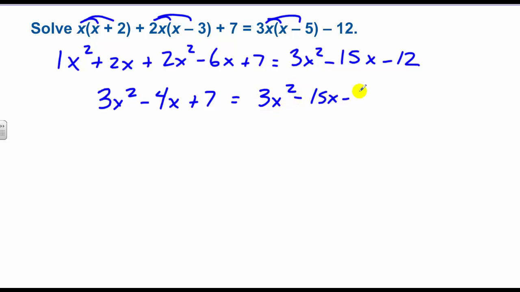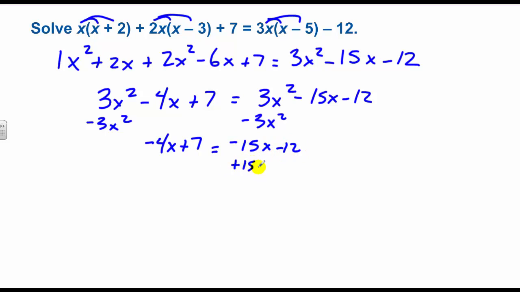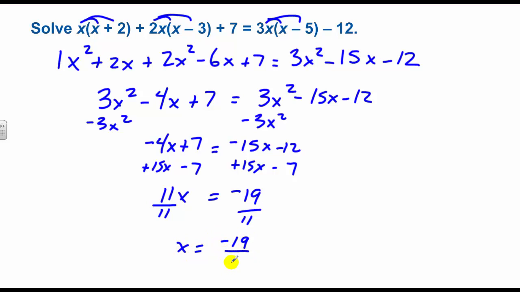To get all the x's to one side of the equation, I'll start by subtracting 3x squared from both sides, and you'll notice the 3x squareds disappear because that's 0. Then I have negative 4x plus 7 equals negative 15x minus 12. Add 15x to both sides. Subtract 7 from both sides. We end up with 11x equals negative 19. Divide by 11 on both sides. And x equals negative 19 over 11.